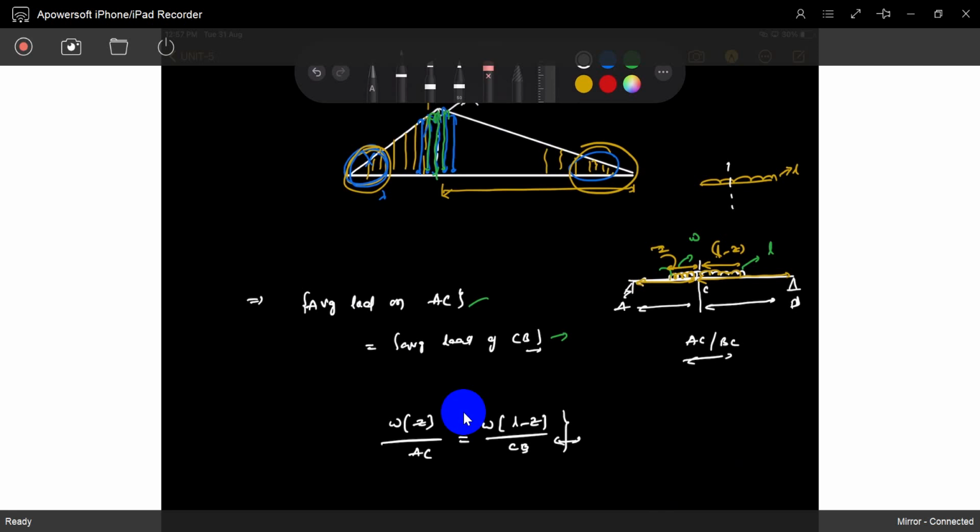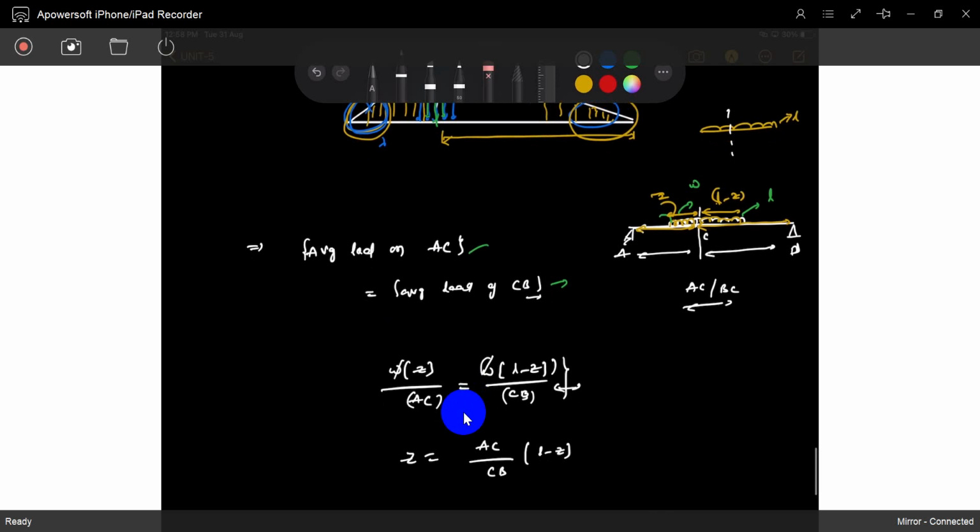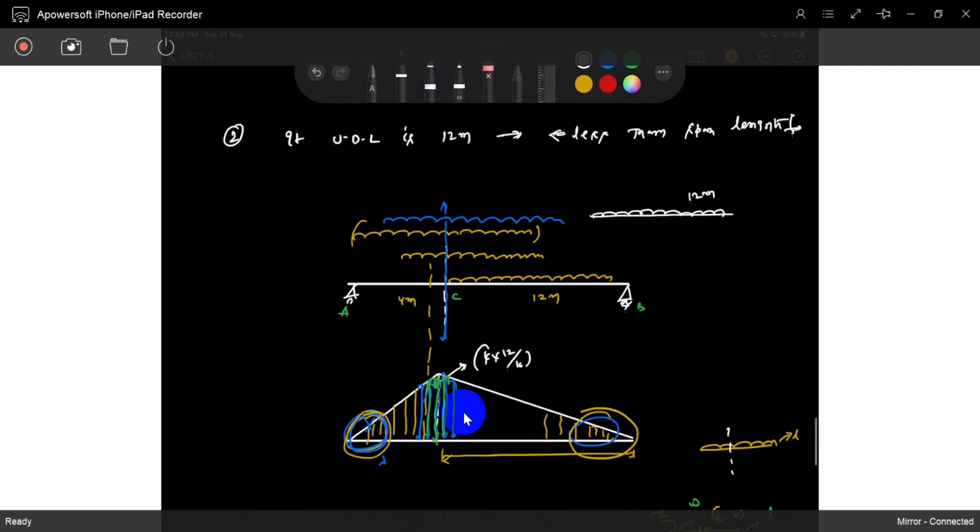The load WZ divided by the AC span, and the load divided by the CB span. So both sides W is the same, so you have to take it as W. Z over AC equals L minus Z over CB. That's it, you have to put it like this. So now you will do the problem.